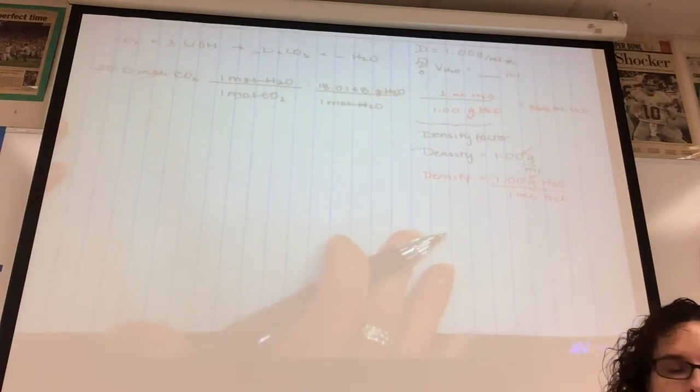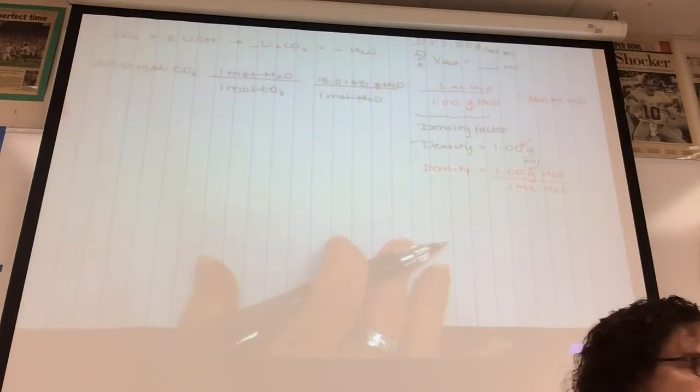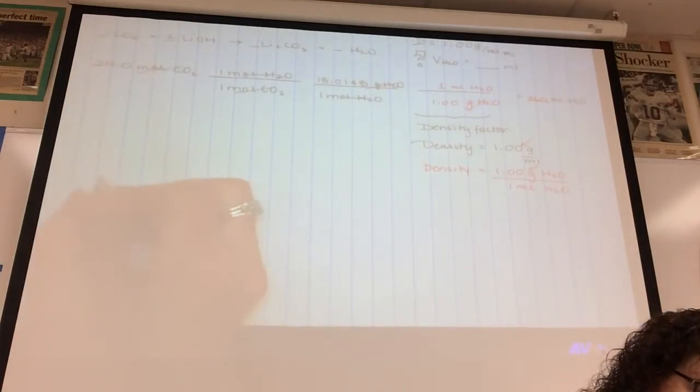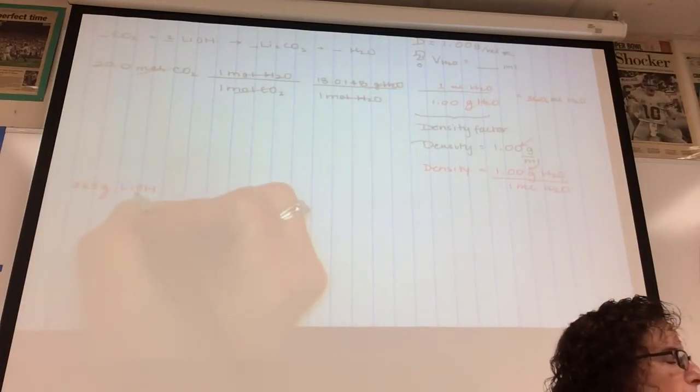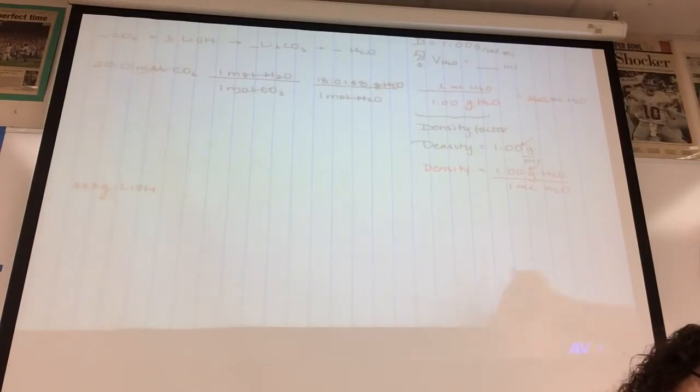So in terms of the next problem, same balanced equation. They're giving us 325 grams of lithium hydroxide reacting with an excess of carbon dioxide, and we want to know the volume of water that should be generated. And for the same reasons we listed previously, we're going to go to mils of water, and again, that's because the density is given in grams per mil.